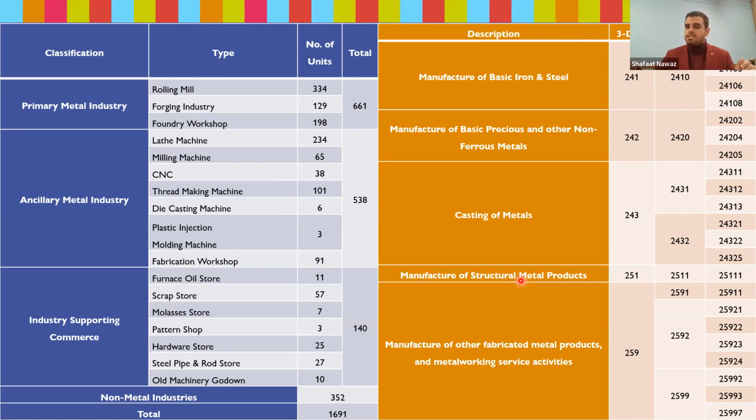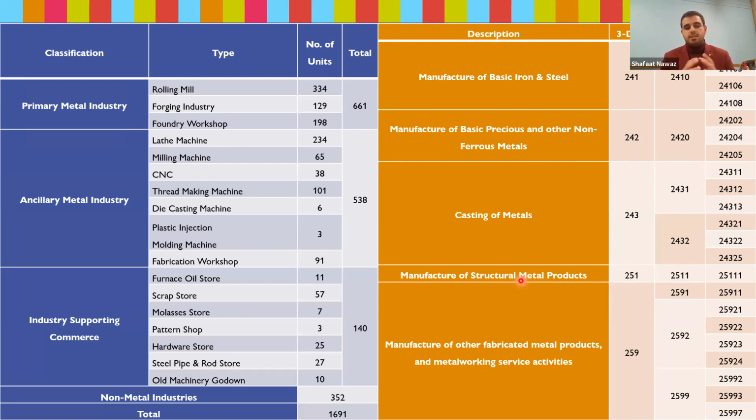And we linked it with the standard industrial classification system so that if this study is published at a later stage, audiences from around the world are able to link it with their own classification. But then next you should be able to see there is ancillary metal industry, which doesn't really manufacture metal products, but processes it by cutting it or shaping it or painting, electroplating, fabricating, all these different kinds of processes happening there. So these ancillary metal industries are almost equal in number to the primary metal industries, but they actually have their business because of the primary metal industries.